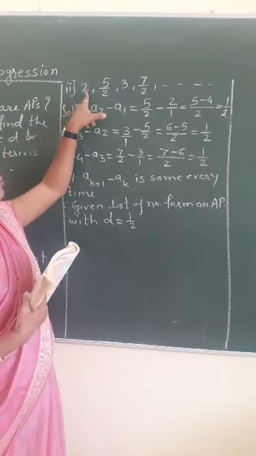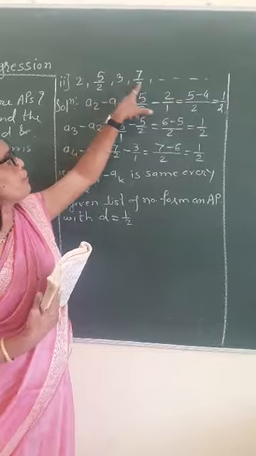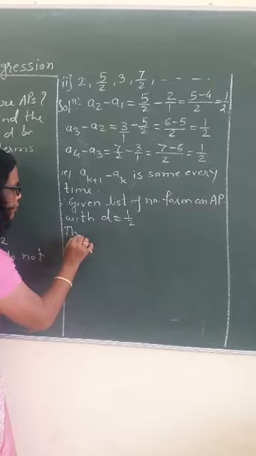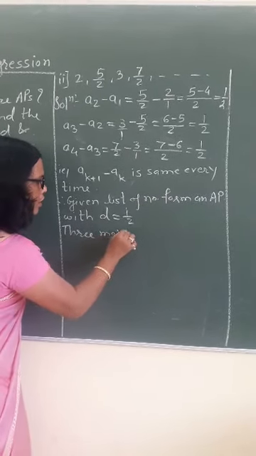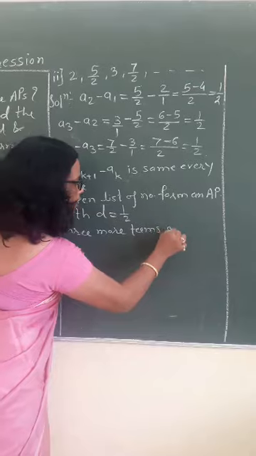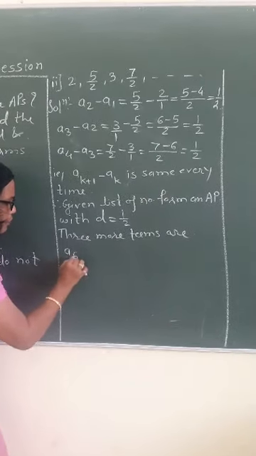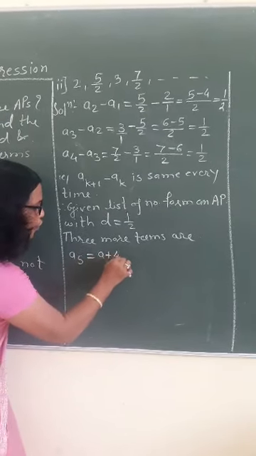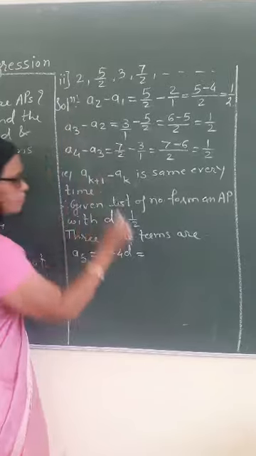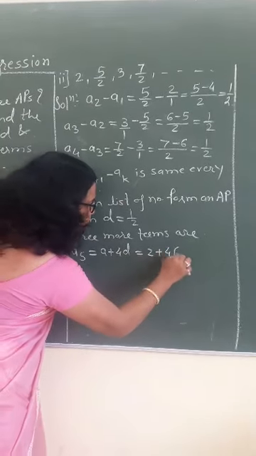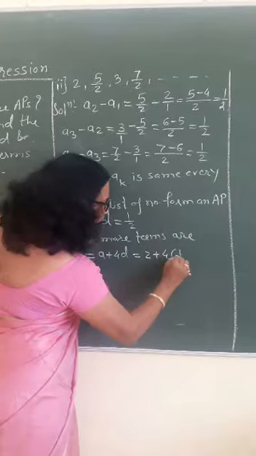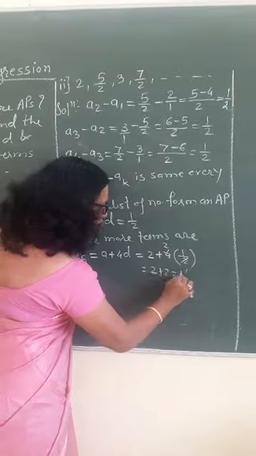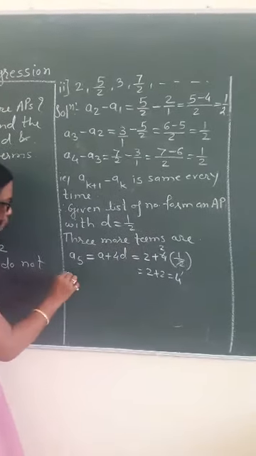more terms. How many terms they have given? 1, 2, 3, 4. Next term is 5. So we will find that is 3 more terms. Okay. First term is A5. Can you tell me what is the formula of A5? That is a plus 4d. What is the first term? 2 plus 4, and what is the d? Here 1 by 2. So 2 1s are 2, 2 2s are 4. So you will get 2 plus 2 means 4 is the fifth term.